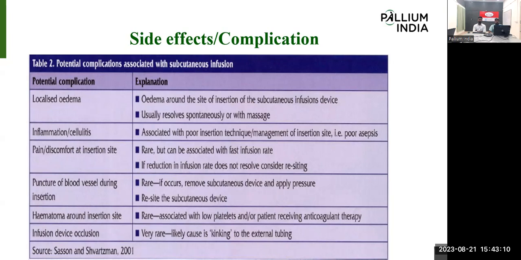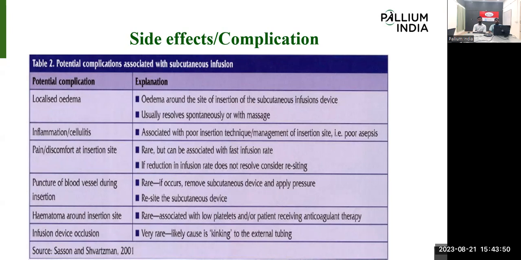So if we see any blood or blood-tinged fluid inside the tubing connected to the SV set, we need to change the site. We cannot continue the same site for giving the injection or infusion. We need to select another site. Then hematoma or redness around the insertion site. If the patient is already getting anticoagulant medication, or already has a low platelet count, then hematoma around the insertion site can happen. So we need to check the history also.